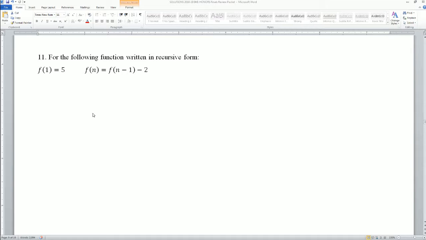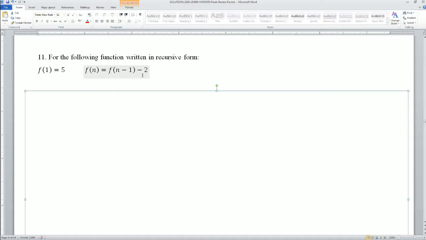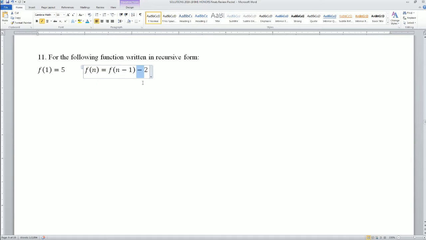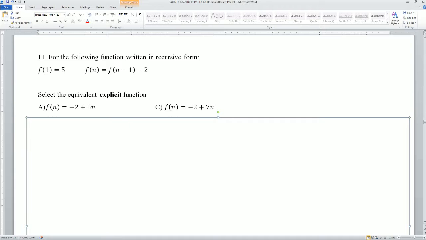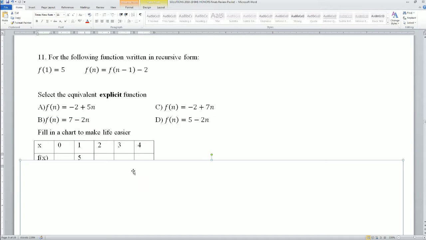Alright, so for the following functions, write in recursive form. f(1) equals 5, and f(n) is equal to f(n minus 1) minus 2. This looks like it's the minus 2, so this is an arithmetic sequence. There's only a common difference, no common ratio. It says select the equivalent function.